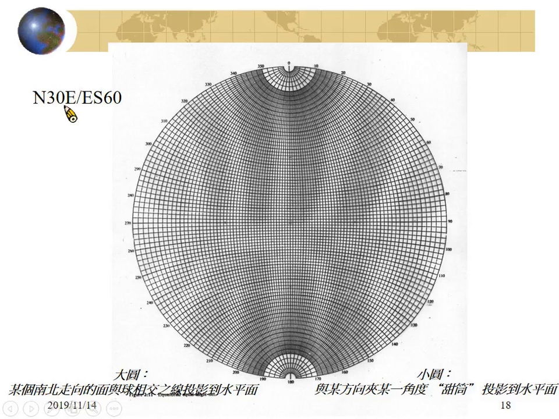You can draw a line here, 60 degrees. We'll start from here: 10, 20, 30, 40, 50, 60. And you will draw the great circle along these curves. It will be easy. How about north to the east 30 degrees? It will also be easy.